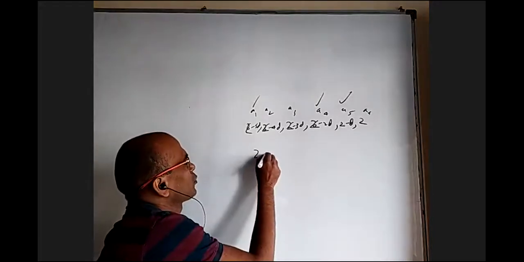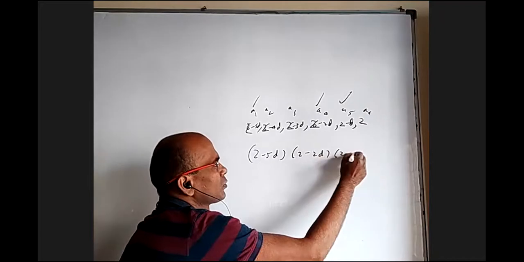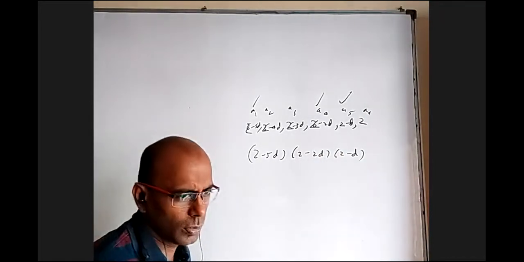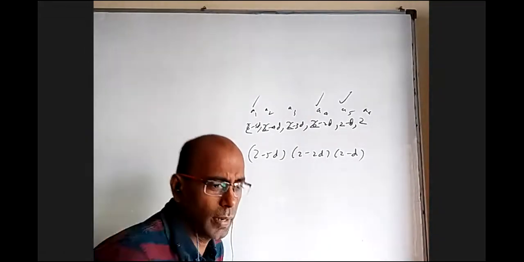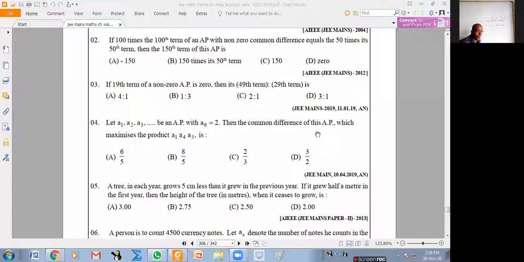Okay, so if I take 2 minus 5d into 2 minus 2d into 2 minus d, the common difference can be 0, positive, or negative, so there is no control at all, right? That means the range is minus infinity to plus infinity. That means the question is wrong or something.